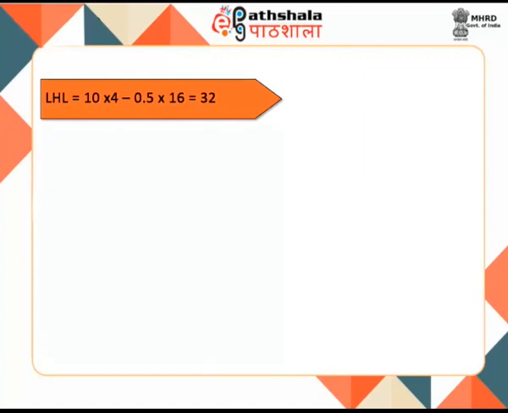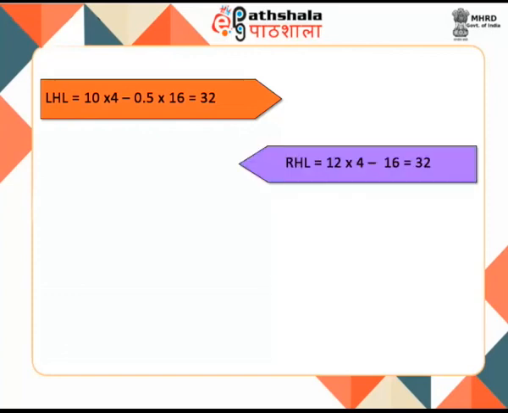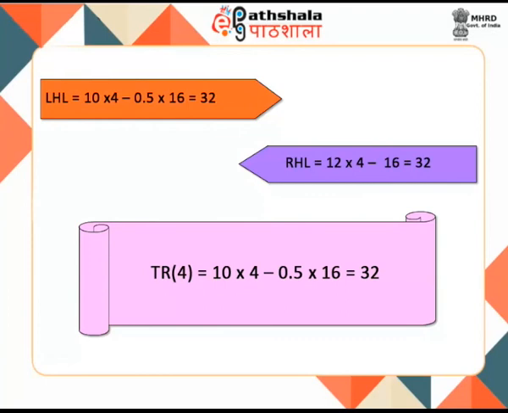LHL is equal to 10 into 4 minus 0.5 into 16, which is equal to 32. RHL is equal to 12 into 4 minus 16, which is equal to 32. TR(4) is equal to 10 into 4 minus 0.5 into 16, which is equal to 32. Therefore, TR is a continuous function.